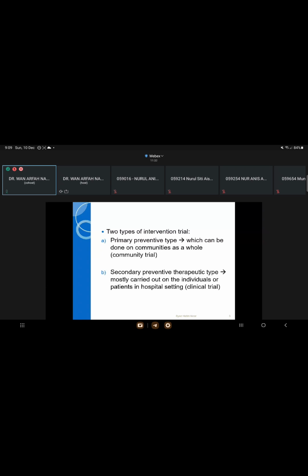So we talk about clinical trial first. The common one is the randomized control trial, RCT. Randomized comes from the word randomization. Control meaning that you have the control group, right?